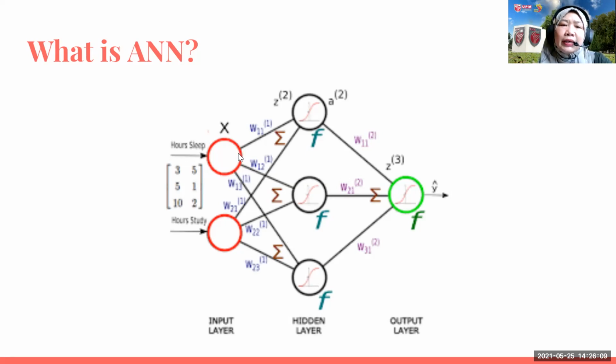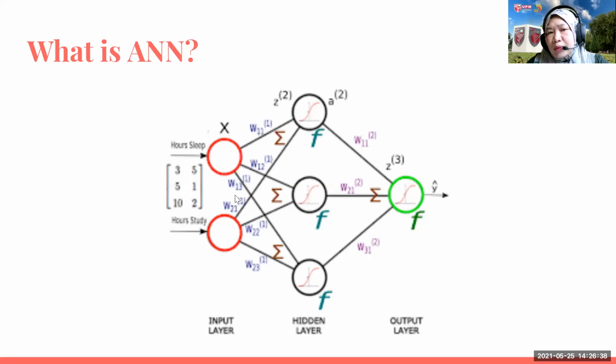Every single line represented in this diagram is your weight. This weight is a variable, or parameter, that will multiply with your feature value. So the feature value is multiplied by your weight, and it will construct a matrix here too.